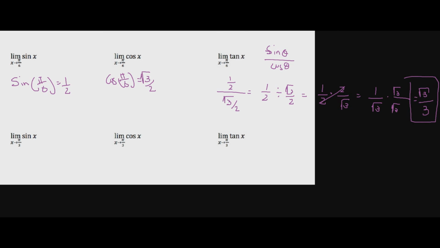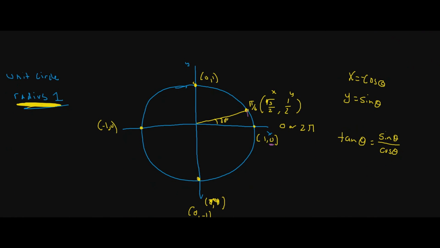Okay, the next problem is asking for pi over 3. Remember, we can just go around the unit circle. 30 degrees, let's go 60 degrees. 60 degrees, well, that's 2 times pi over 6, I'll just write it all the way over here, 2 pi over 6, which simplifies to pi over 3.